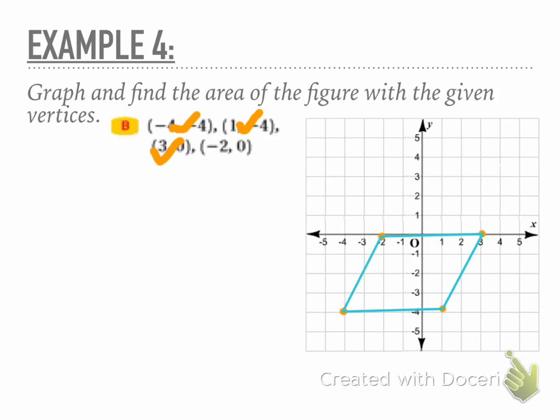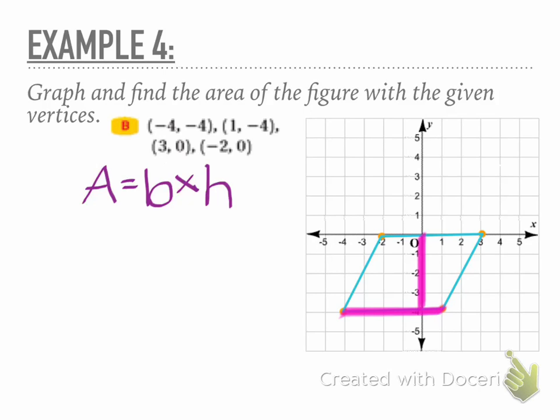So to find our area, we're still going to use that same formula, area equaling base times height. However, remember that our base is the bottom of our shape, and our height is how tall it is anywhere from base to base, creating that 90-degree angle. So now we can take our measurements from here.